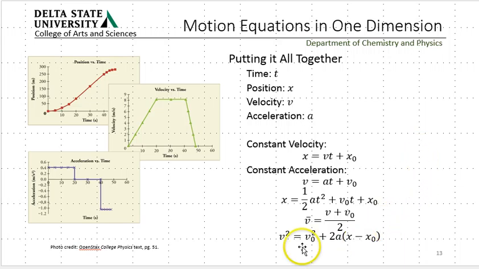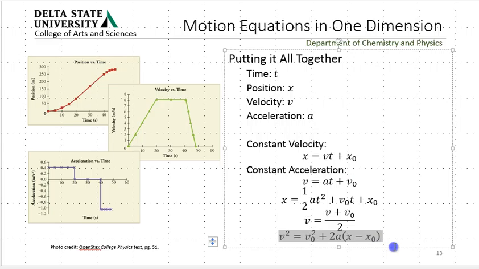Average velocity. Your average velocity is your current velocity plus your initial velocity over 2. That's your average velocity. All right. And the last little equation that sometimes becomes important is v squared is v naught squared plus 2a times x minus x naught. All right. So these are our 4 equations. This one up above is really kind of redundant because all you have to do is set the acceleration equal to 0 and you get this equation. So these are your 4 equations of motion in one dimension.